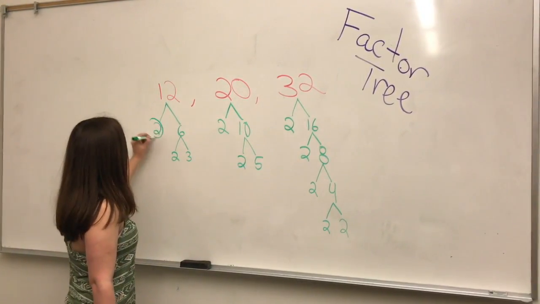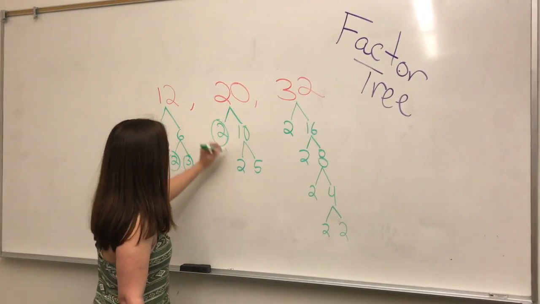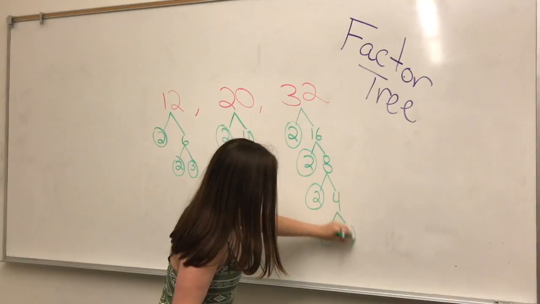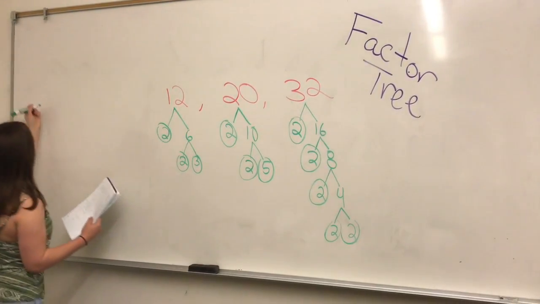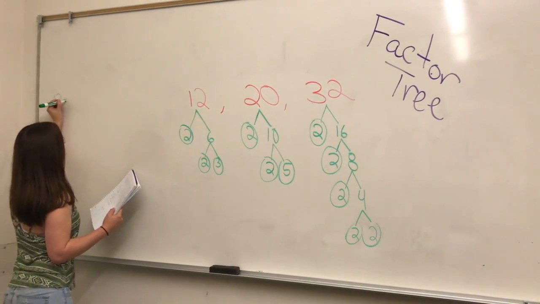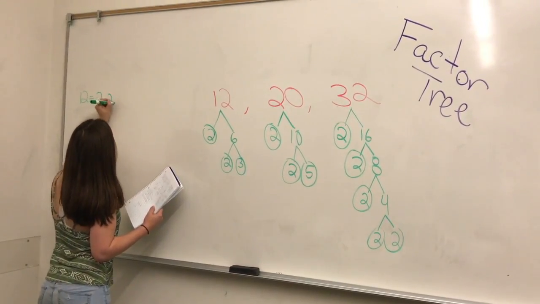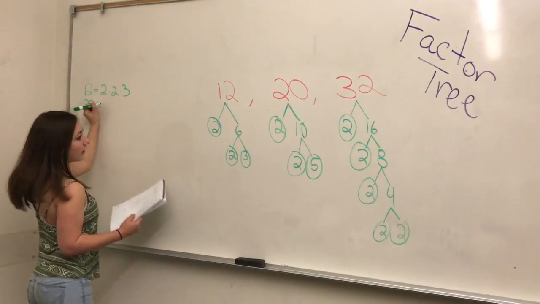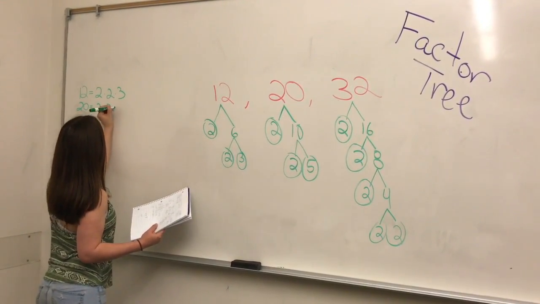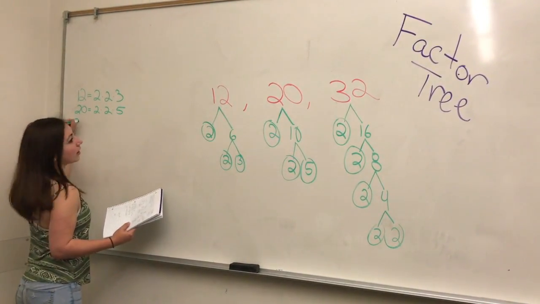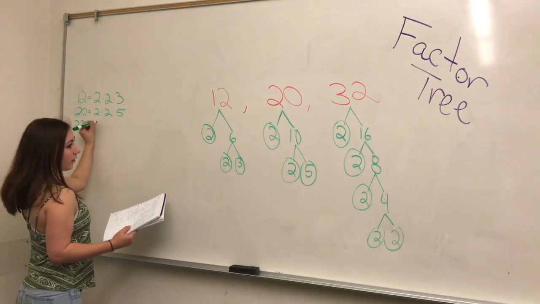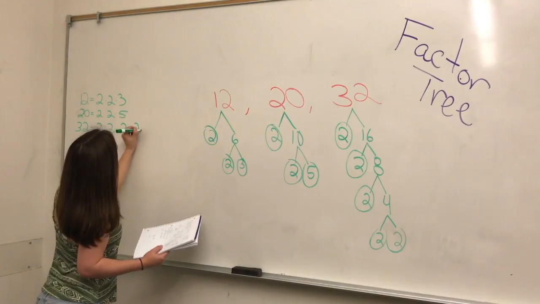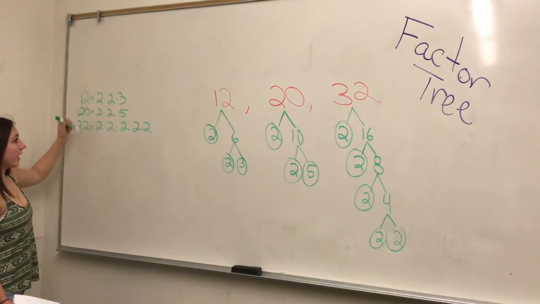And so we're just going to circle these numbers right here, because these are our prime numbers. And then we're going to write them out over here. So from 12, we have 2, 2, and 3. And then from 20, we have 2, 2, and 5. And 32, we have 2, 2, 2, and 2 more.